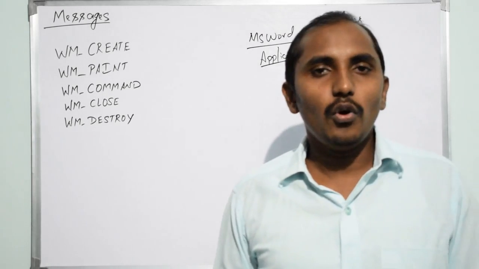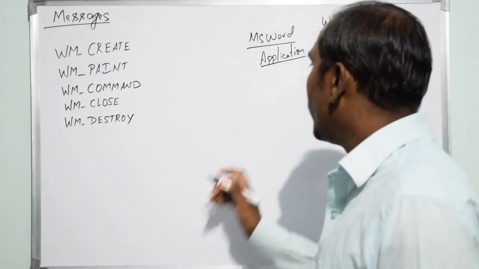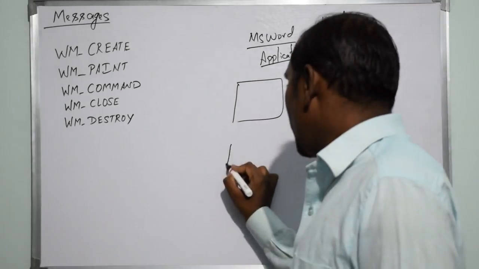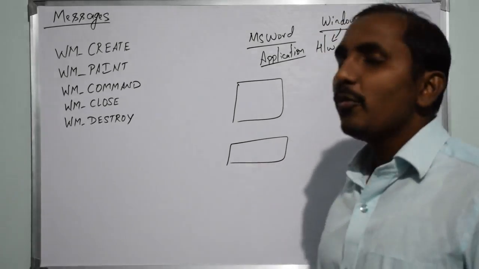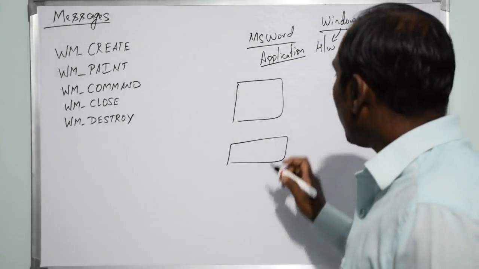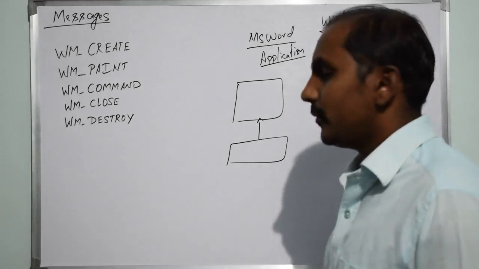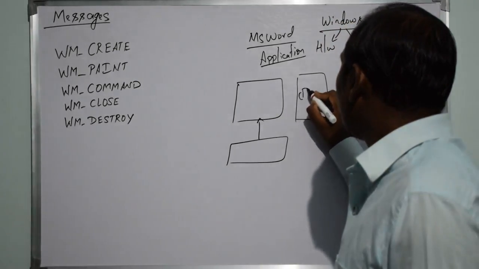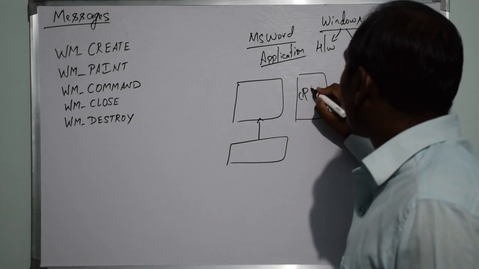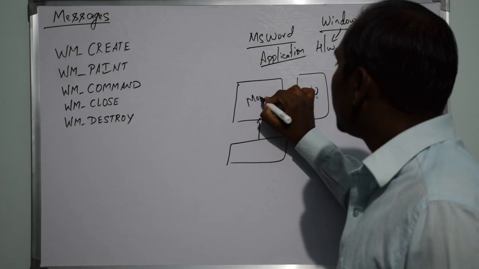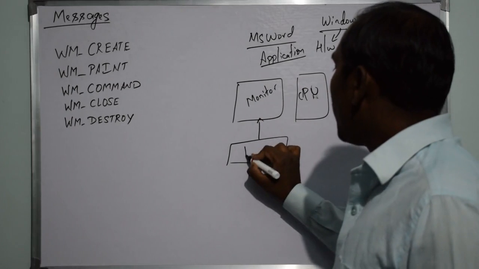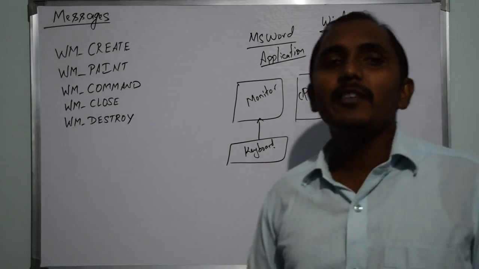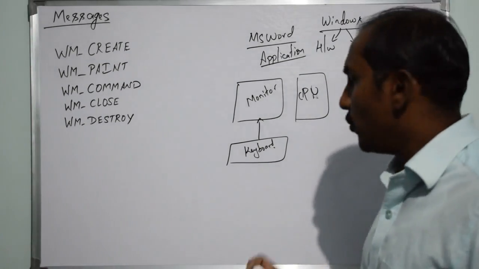Now if you consider you have this monitor and keyboard, on the keyboard you are going to type the information, and that information you are going to see on the monitor. In between you are going to have the CPU. So we have the CPU, we have the monitor, and I am going to consider the keyboard. Whatever information I type on the keyboard will be sent to the CPU.